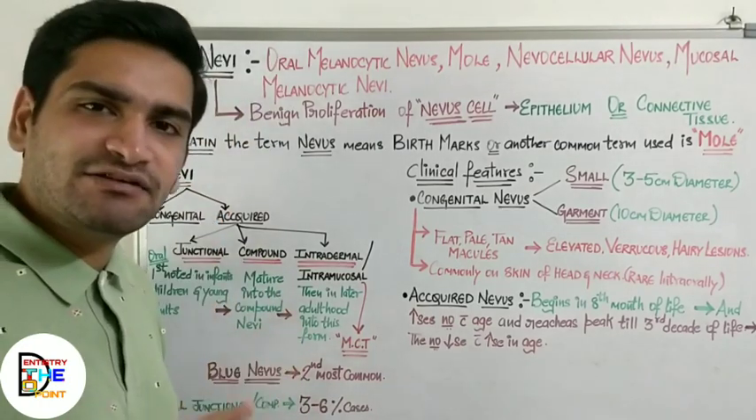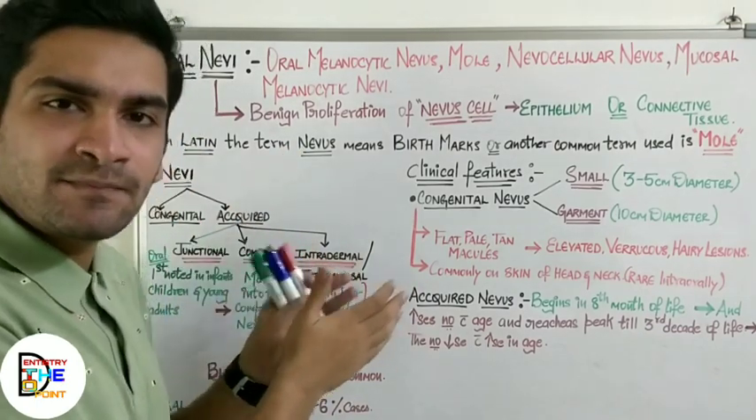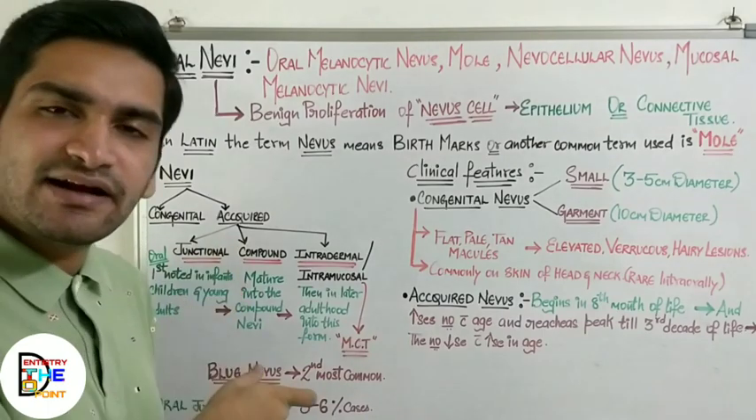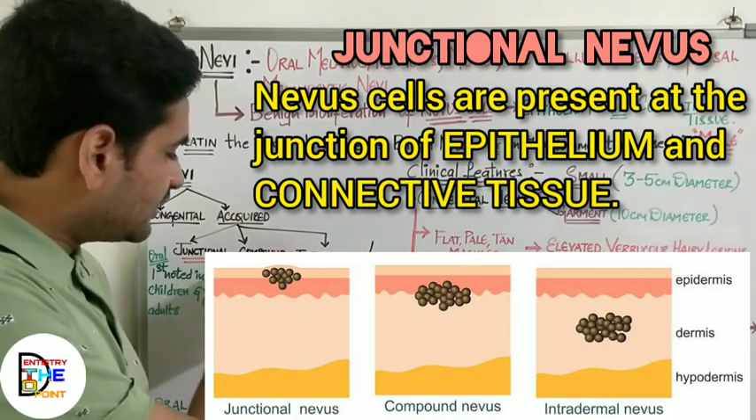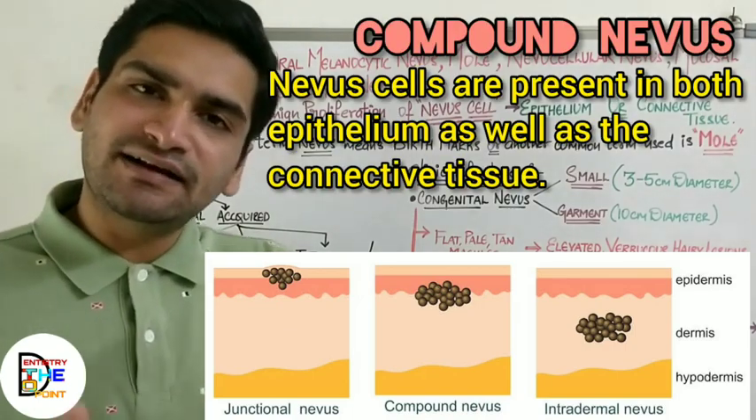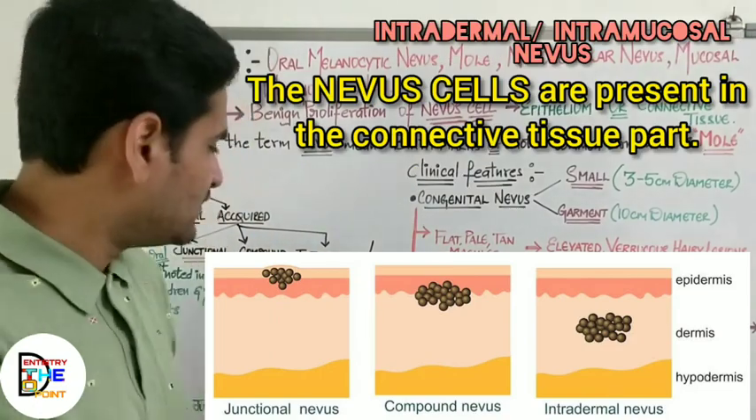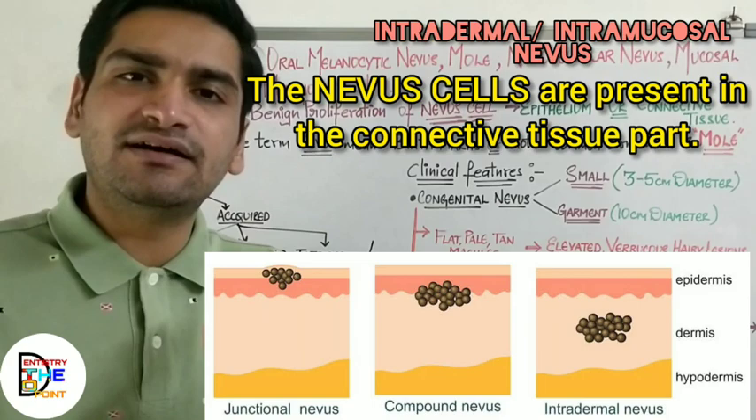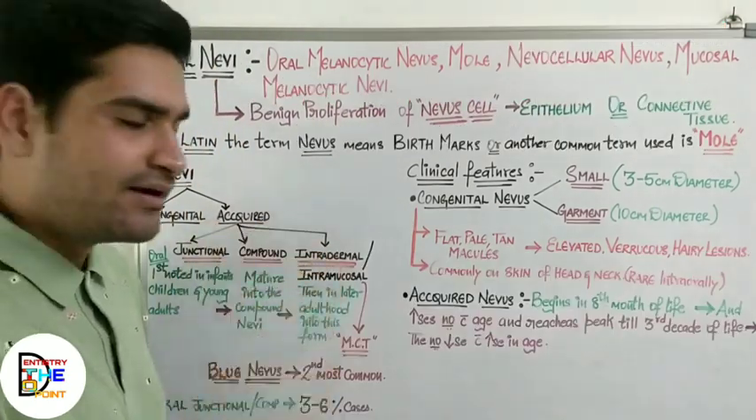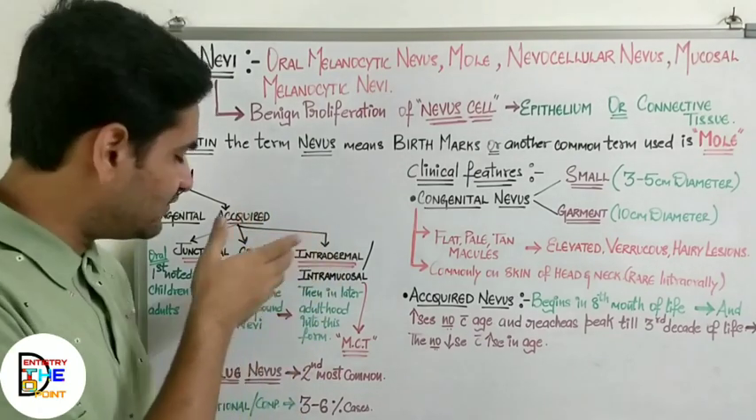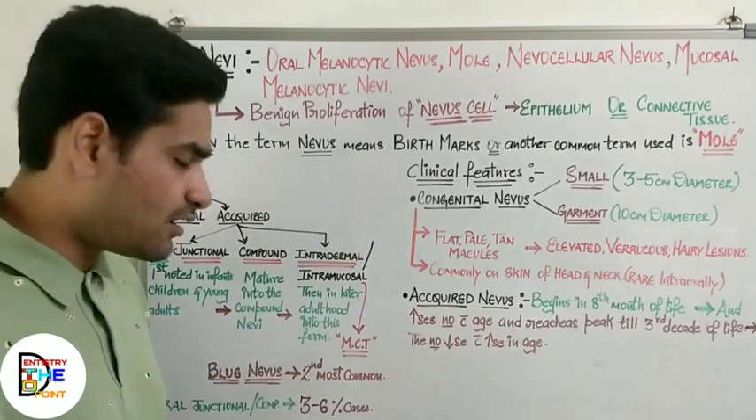So the junctional name is given because of the presence or the location of nevus cells in the structure. In the junctional variant the nevus cells are present at the basal cell layer of the epithelium. In the compound variant the nevus cells are present in the dermis as well as the epidermis. In the intradermal or intramucosal variant, the nevus cells are present only in the dermis or in the mucosa. So these are the three histological variants of acquired nevi, that is junctional, compound and intradermal or intramucosal.